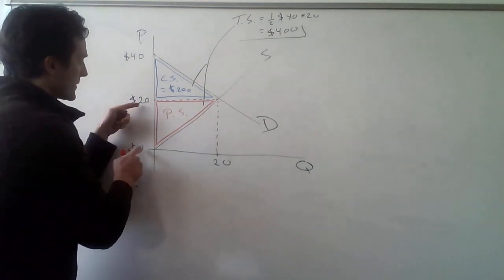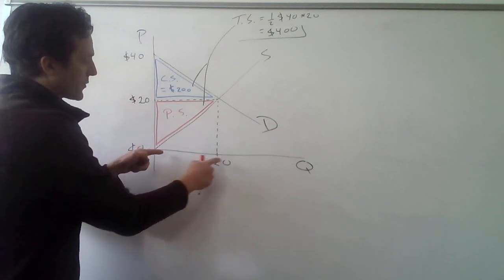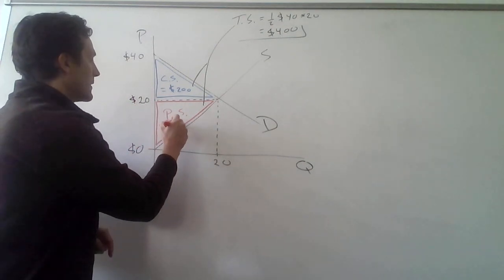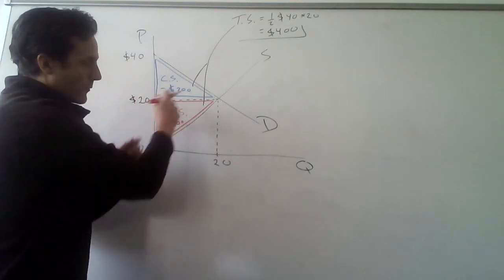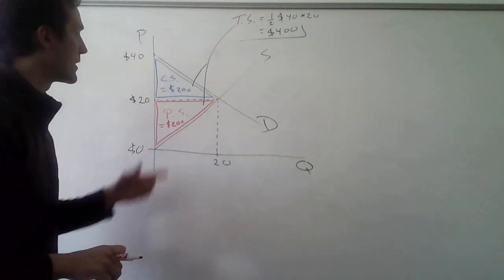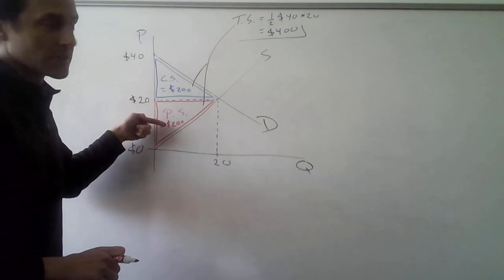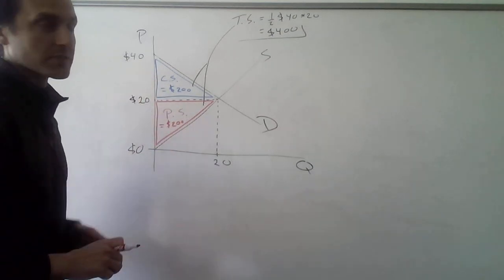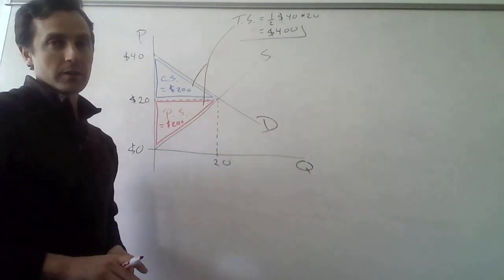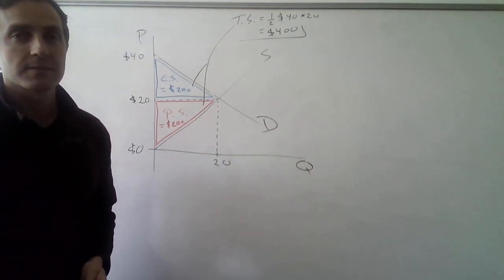The producer surplus has the same dimensions, $20 by 20 units, so the triangle there has an area of 200 as well. So producer surplus is $200. You can see the $200 from consumer surplus plus the $200 from producer surplus add up to give you the $400 for total surplus.